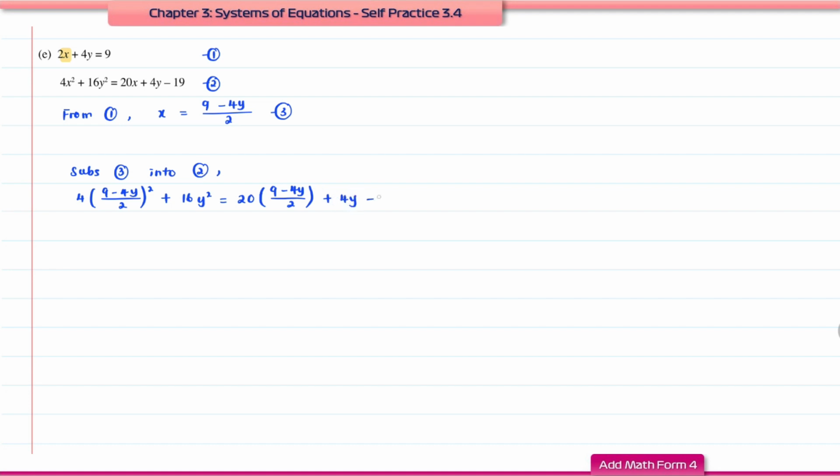Alright, so for this part here, we're going to expand it. So you're going to get 9 times 9 is 81. So when 9 multiplies this negative 4y, you're going to get negative 36y. Double it, you're going to get negative 72y plus the 16y squared over 4. So don't forget the denominator, also you need to square it.